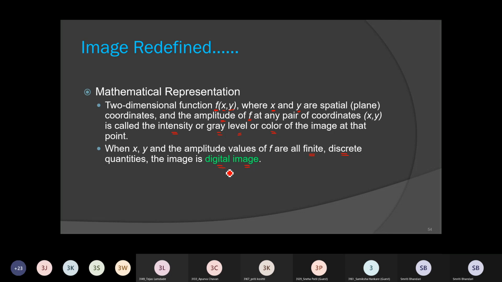But we are not dealing with analog images at all. Our camera is converting the image into digital form, into a digital image. And that is why whatever values we have are discrete values or finite quantities. And what are those values? We have x, y, these are the coordinates, right? And we have f representing the amplitude.